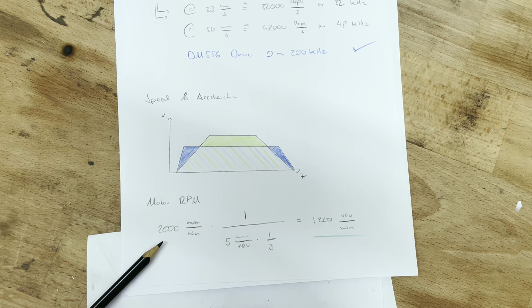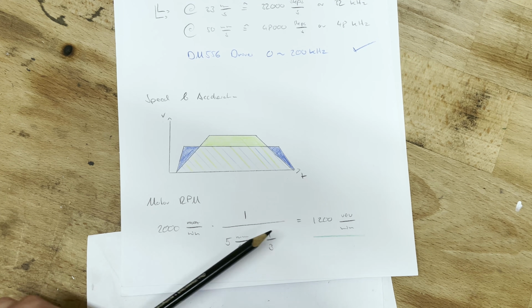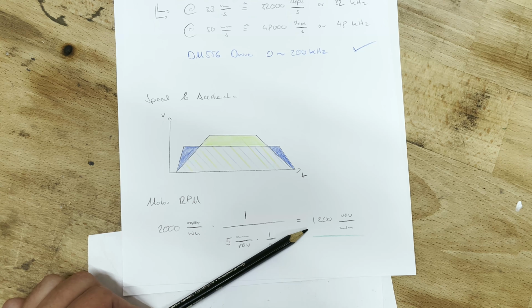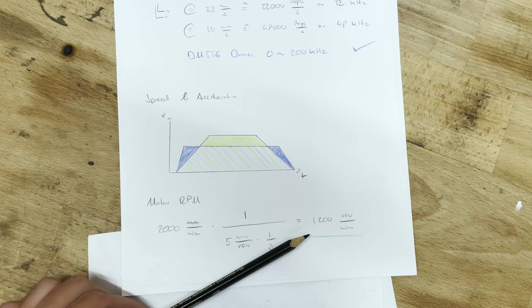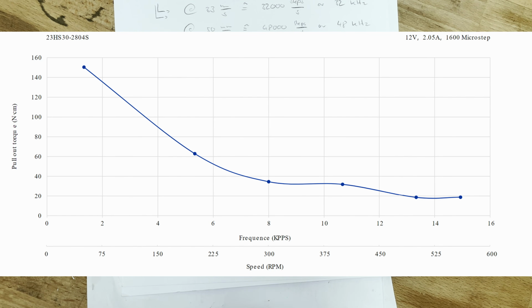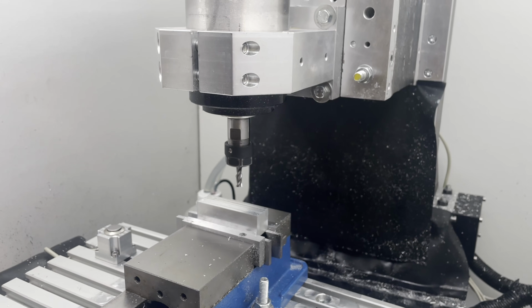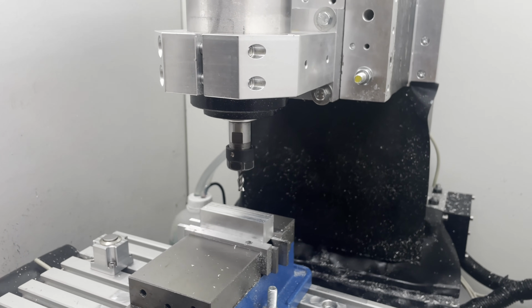The lead screw pitch and reduction result in quite a high motor RPM. If I want to go at 2 meters a minute, the motor needs to do 1200 revolutions a minute. At this point, the torque of a stepper motor is quite low, really depending also on the driver. This torque is then what also limits the acceleration.